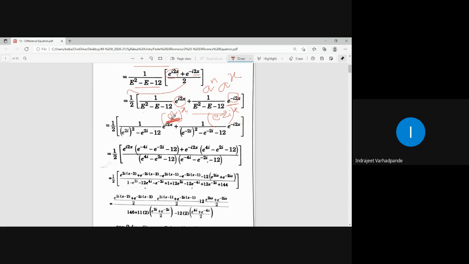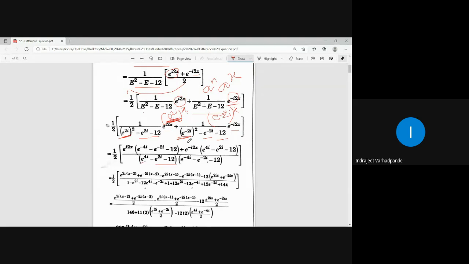This is with reference to case number 1. So E is replaced by e to the power 2i: (e to the power 2i) whole square minus e to the power 2i minus 12 operated on e to the power i2x, plus 1 upon (e to the power minus 2i) whole square minus e to the power minus 2i minus 12 operated on e to the power minus i2x. So (e to the power 2i) whole square will be e to the power 4i.